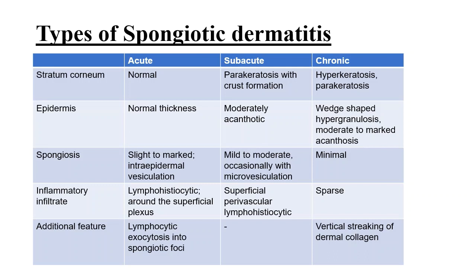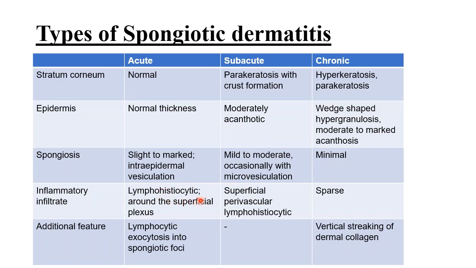Now this table is a comparison of the histology of the three types of spongiotic dermatitis. As discussed, in acute spongiotic dermatitis, stratum corneum is normal. In subacute, there is parakeratosis with crust formation, and in chronic, there is hyperkeratosis and parakeratosis. The epidermis is of normal thickness in acute, whereas it is moderately acanthotic in subacute, and chronic shows wedge-shaped hypergranulosis along with moderate to marked acanthosis.